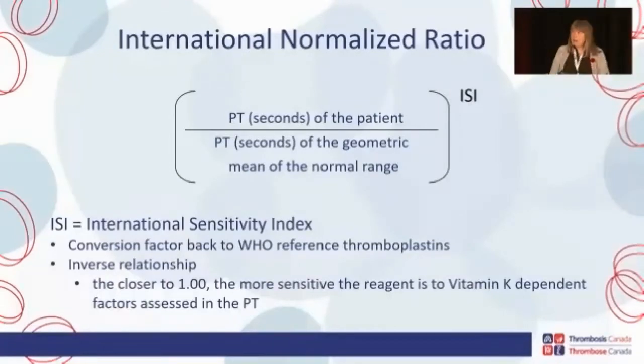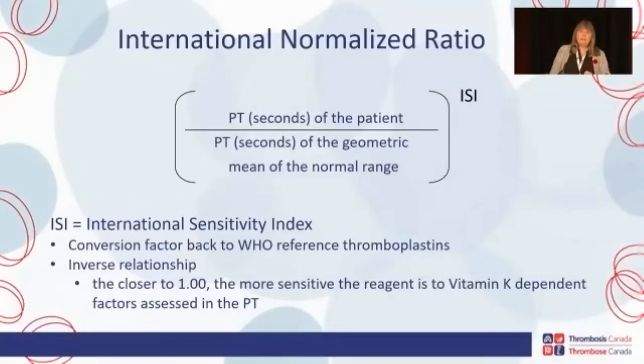It is a mathematical equation where we calculate the PT ratio of the patient's PT in seconds divided by the mean normal of a minimum of 20 normal patients who are not on anticoagulant. And we take that PT ratio to the power of the ISI. So what I always remind the residents that I'm teaching is this is a to the power equation. It is not multiplying by the ISI. And the ISI is the International Sensitivity Index.